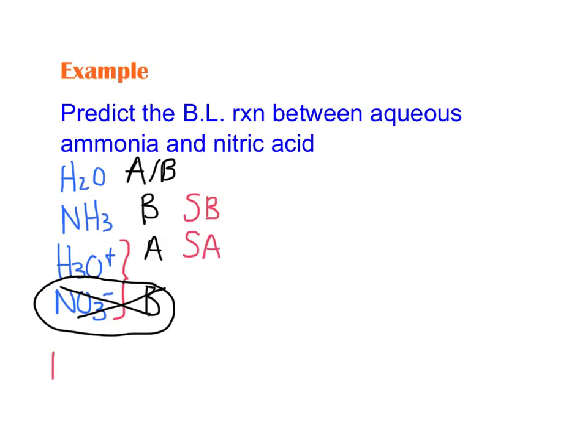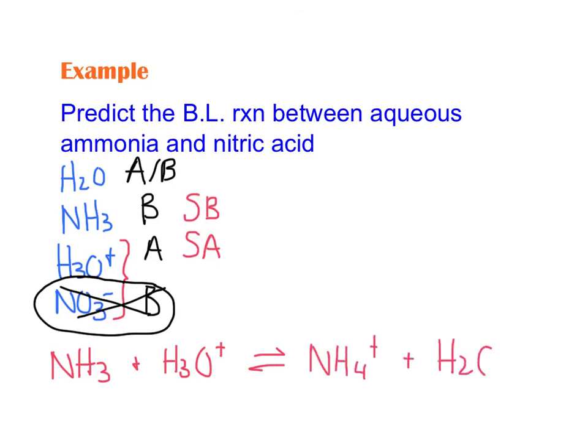So we get that NH3 and H3O+ in equilibrium make NH4+ and water. Okay, so this was our base, acid. This came from our base, so it must be the conjugate acid, and water is the conjugate base.